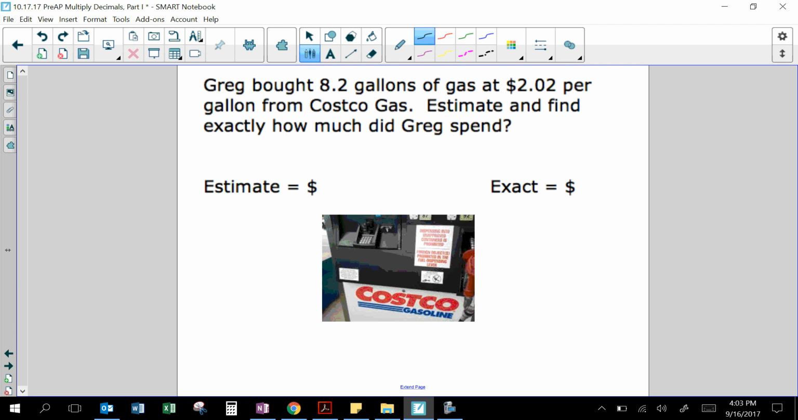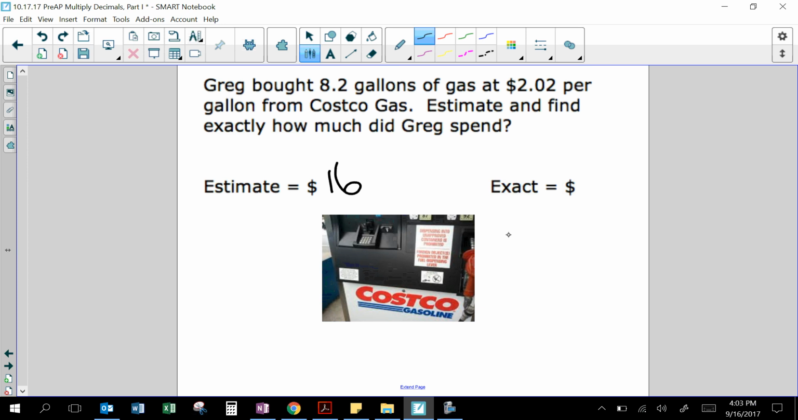Greg bought 8 2/10 gallons of gas, so about 8 gallons of gas, at about $2.02 for every gallon of gas from Costco. Estimate and find exactly how much did Greg spend. So he bought 8 gallons of gas. It costs about $2 for every gallon. So he spent about $16 on gas.